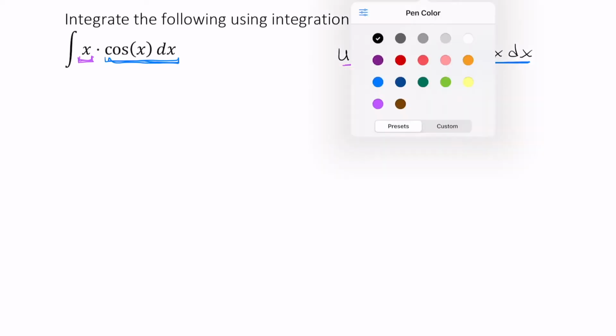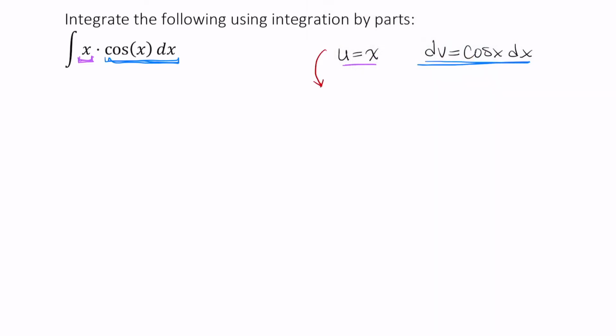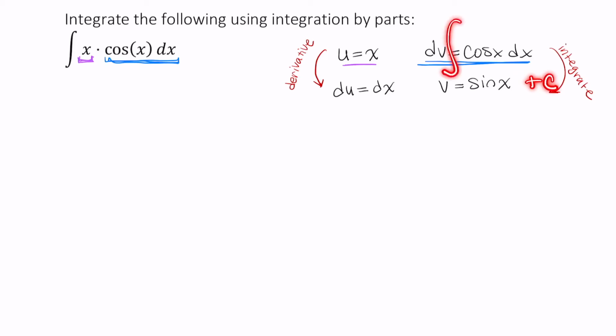So what we want to do is take a derivative in this direction, and in this direction, we want to integrate. Taking a derivative on both sides, we end up with du equals dx. All right, so now what about here on the right-hand side? Let's integrate. I have v equals sine x. And of course, we're ignoring a plus c constant. Normally, you would have said this equals sine x plus c, but we're ignoring that right now. Now that we have this work done, we can use integration by parts.